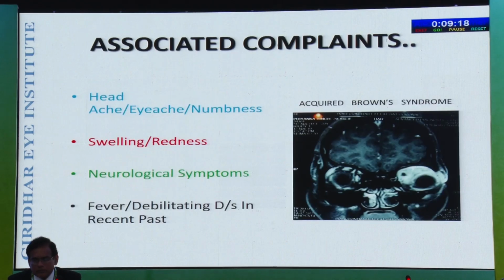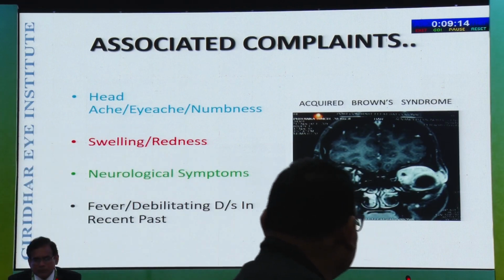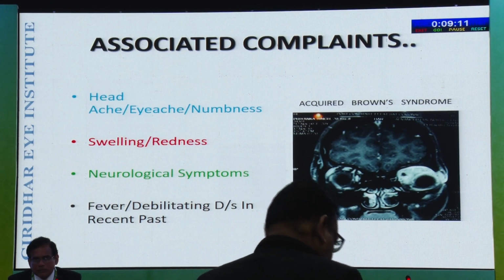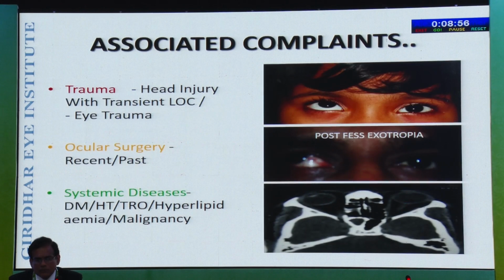We have to pay attention to the associated complaints like headache, eye ache, numbness, because most of the mononeuropathies are associated with headache on the same side. And we have to pay attention to periorbital swelling, redness, any neurological symptoms, fever, debilitating diseases, etc. Also, the history of trauma is very important, any head injury, transient loss of consciousness, eye trauma, etc.